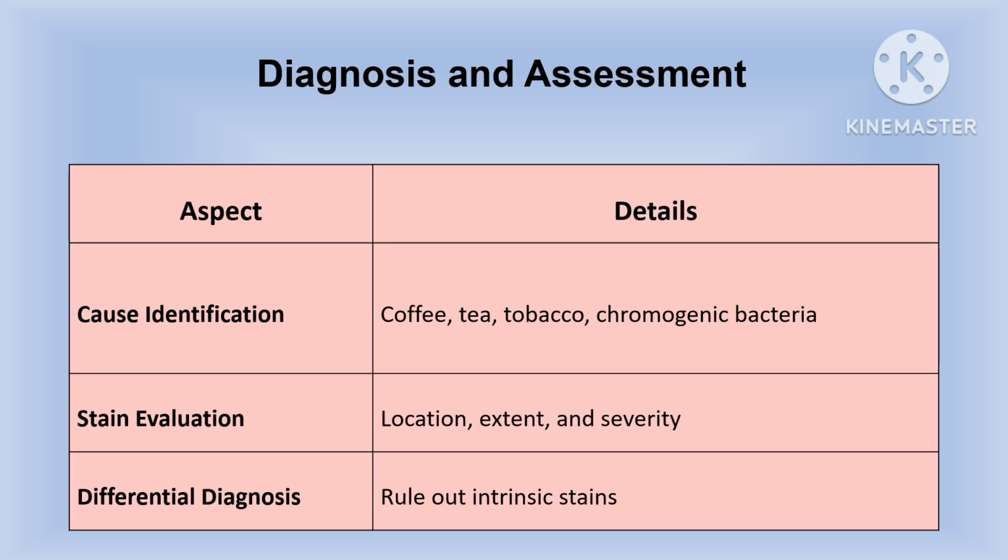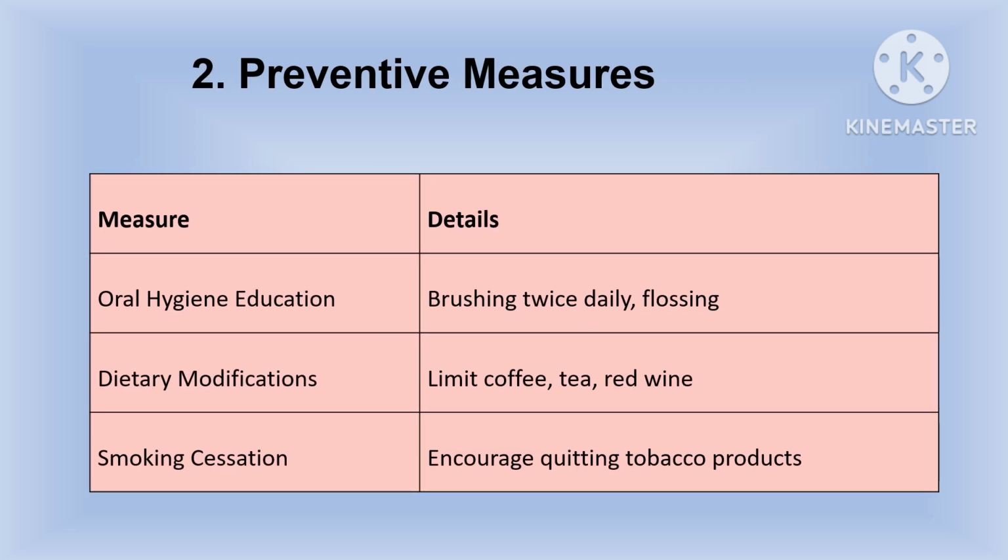To begin with, extrinsic stains. The first step is diagnosis and assessment. This involves three main aspects. First is the cause identification. Second is the stain evaluation, to assess the stain's location, its extent and severity. This helps us to decide the appropriate treatment method. And differential diagnosis is also crucial to rule out intrinsic stain, as they require different management approaches. Misdiagnosis here can lead to ineffective treatments.